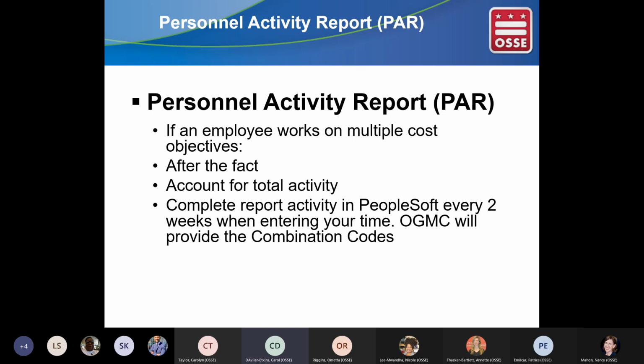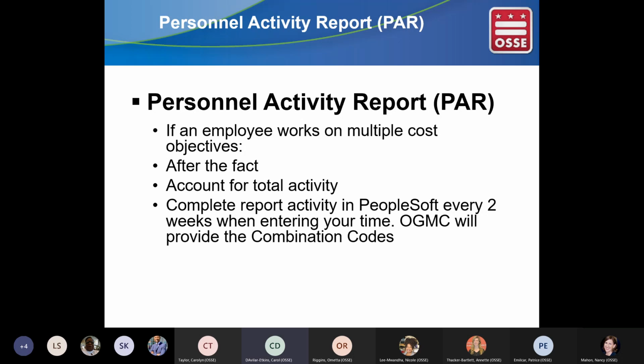But when it comes to the PAR, you're being paid with more than 2 federal grants. And therefore, the activity for this one, which is different than the activity for the SAC, must be completed in PeopleSoft. So OGMC would provide those who are paid with multiple federal funds a combination code, as well as explain to them the percentage of each of those federal funds that they're being paid with, right?